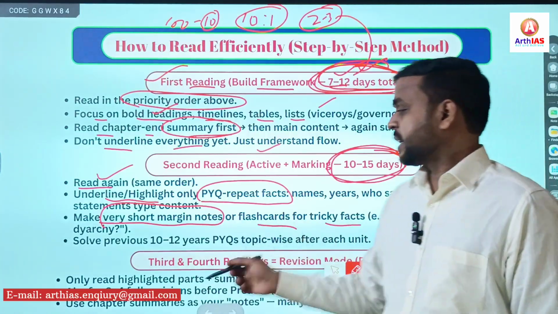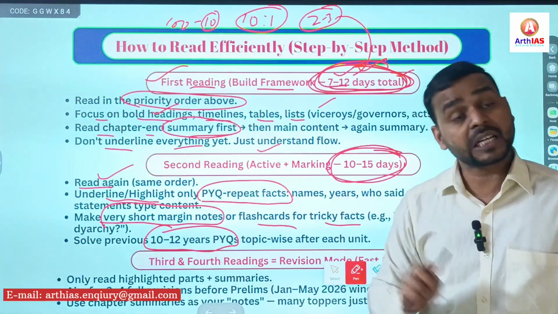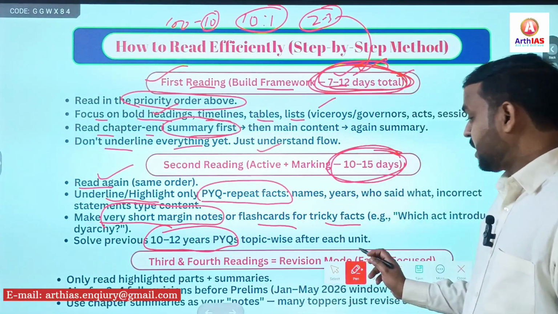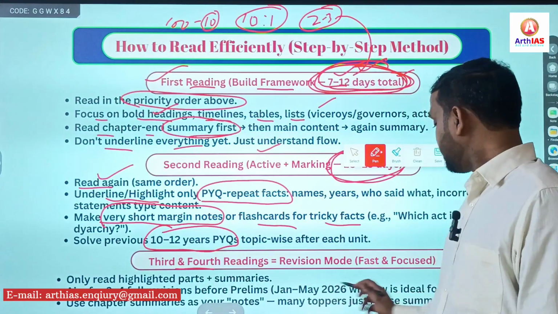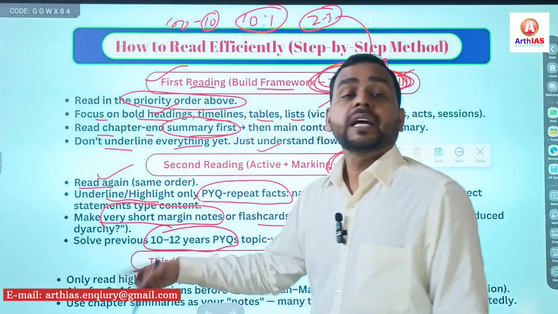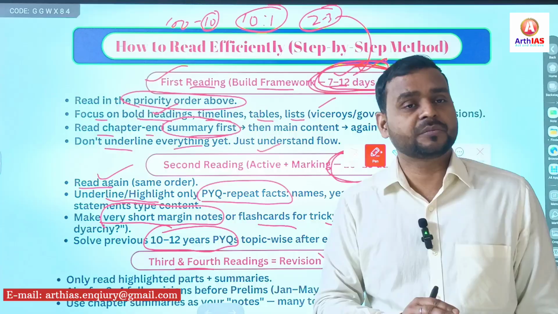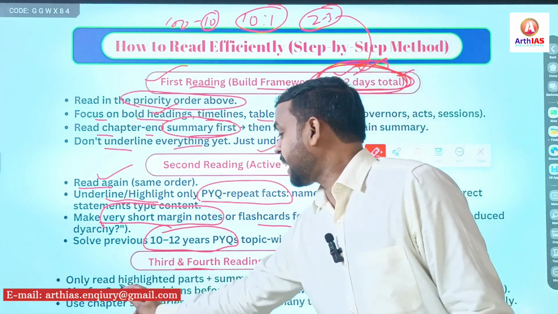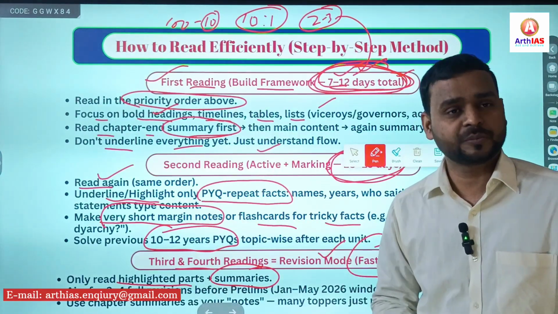Again, flashcards for tricky facts, and again solve previous year question papers, at least 10 to 12 years of PYQs. Next and last, third and fourth reading. So here, revision mode, fast and focused. So here I would suggest that you revise from your own notes, not from the book. Quite clear? So only read the highlighted part plus your summaries or notes.